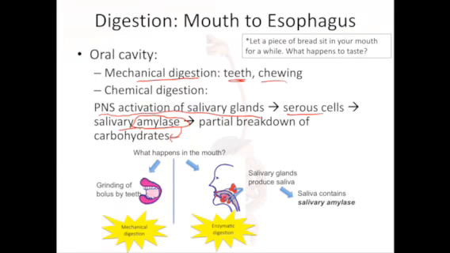Okay, so if you take something that you know is just complex carbohydrates, like bread or a cracker that doesn't have any sugar on it, and you chew it up a little bit and then just let it sit in your mouth, what happens to the taste? It becomes sweet. All right, because we start to break down those polysaccharides, or those long chains of monosaccharides, into disaccharides. And disaccharides are sugars, and they taste sweet. So we have a little bit of chemical digestion happening here, but really only for carbohydrates.